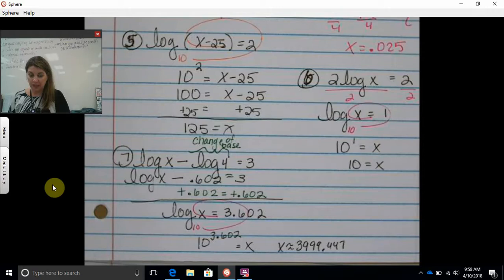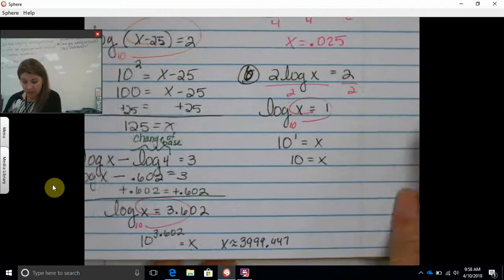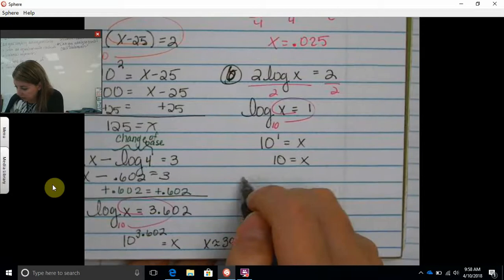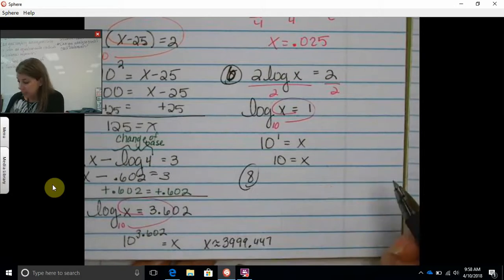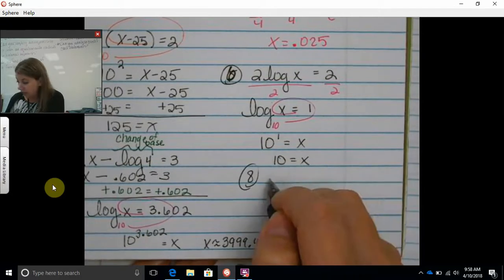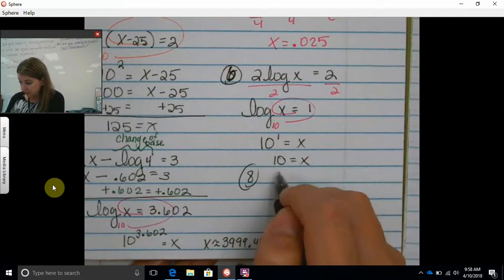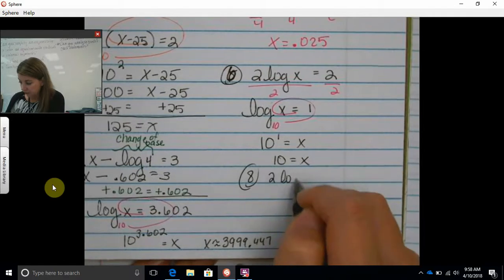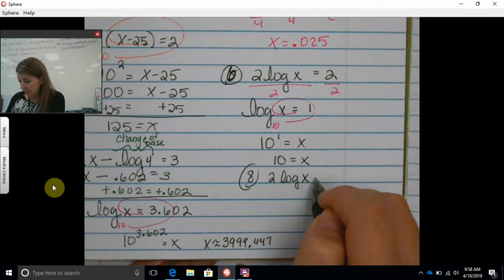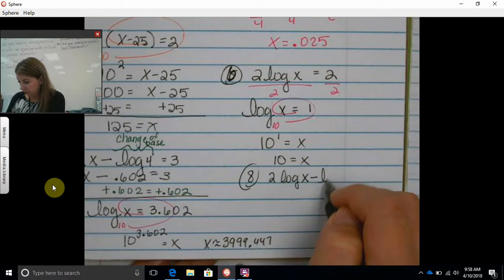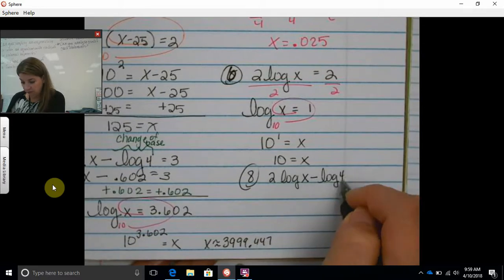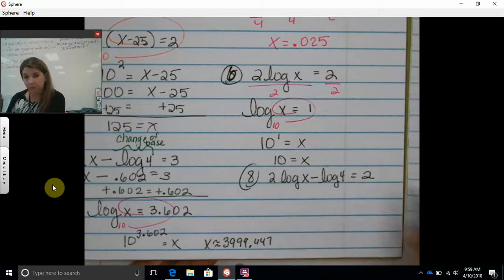Let me do one more like that, and then I will give you your assignment. Does anybody have questions on that one? Okay. I don't have much room, so I'm going to have to write small. Example 8 says 2 log x minus the log of 4 equals 2.